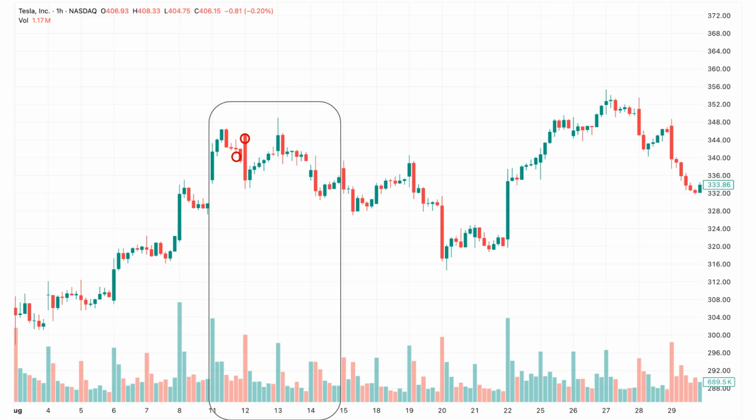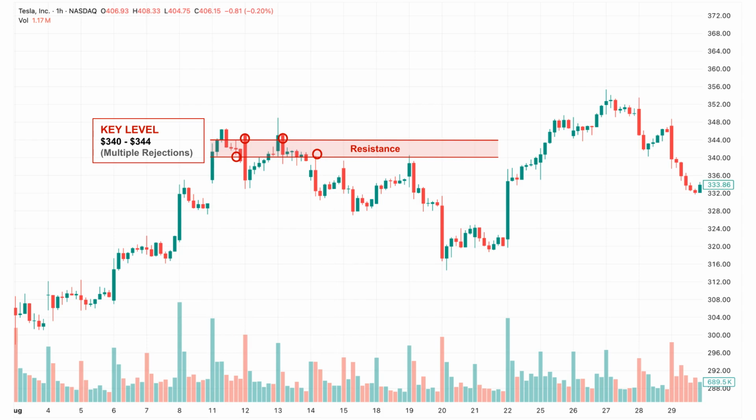August 12th pushes to $343. August 13th reaches the absolute high of the period at $344 before pulling back to close at $339. August 14th, tries again to $342 and fails. 4 tests, 4 rejections. The market has shown, repeatedly and clearly, that sellers are entrenched at this level. That repetition is precisely what Pillar 1 requires. The $340 to $344 zone is your key resistance.